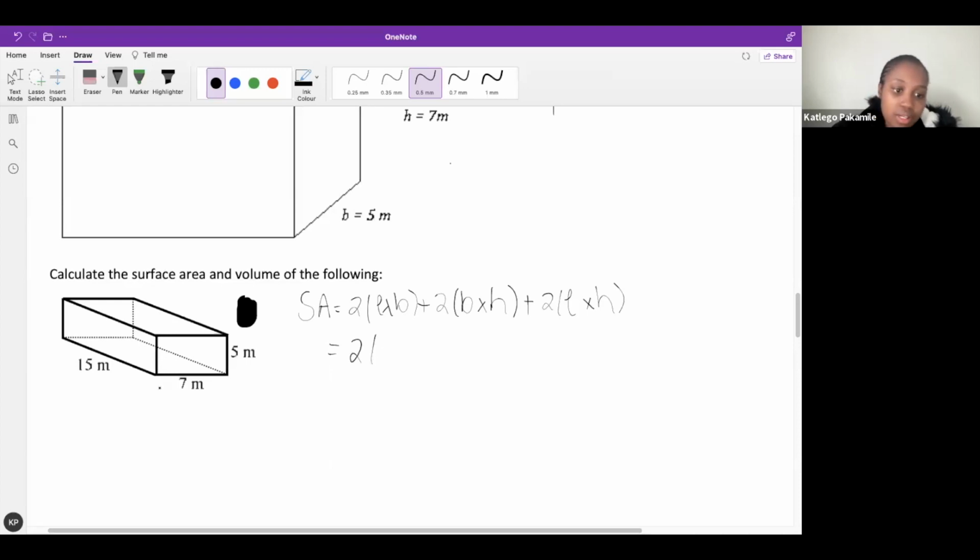Our length is 7. So I'm going to actually label it there. Okay, what's our breadth?